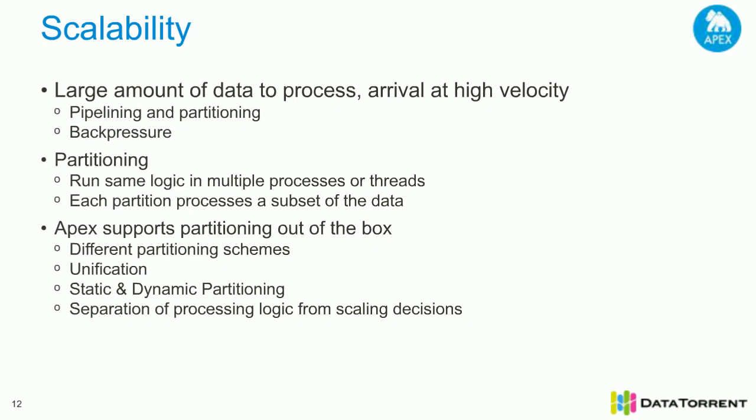So scalability support: Apex handles large amounts of data and it can arrive at high velocity. The architecture to handle that is pipelining and partitioning in conjunction with back pressure support. So partitioning means that we can run the same logic in multiple processes, and each partition then processes a subset of the data. And this is available out of the box. Apex supports different partitioning schemes, and we're going to look into some of those now.